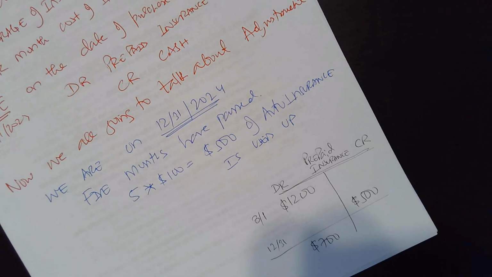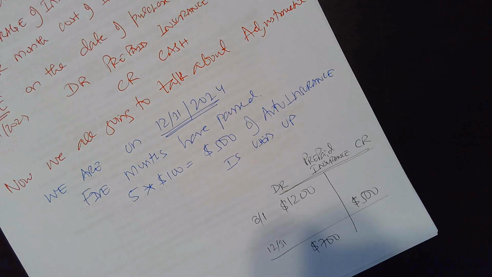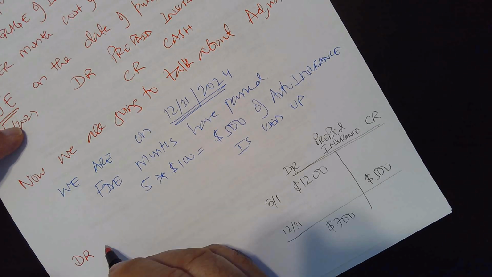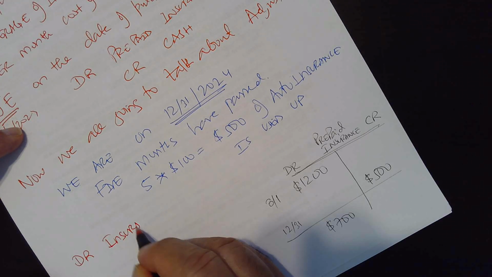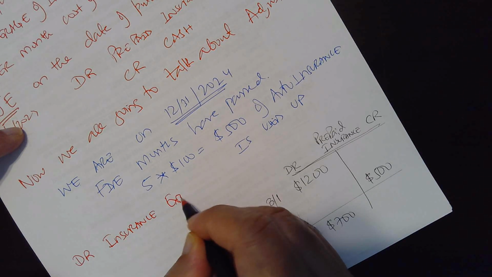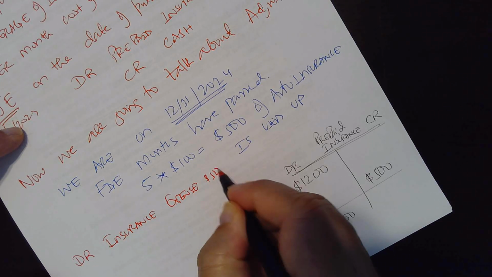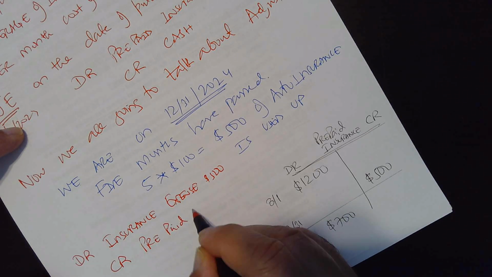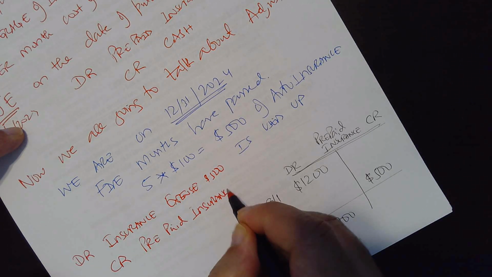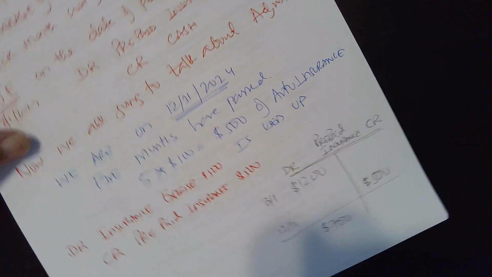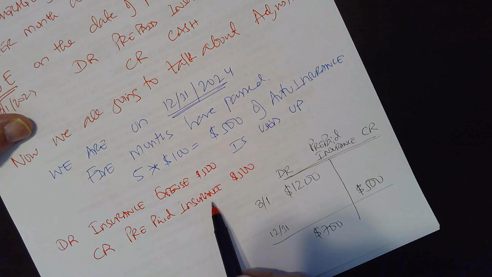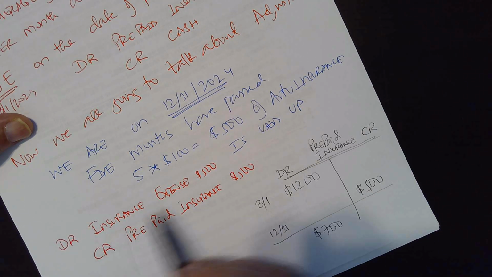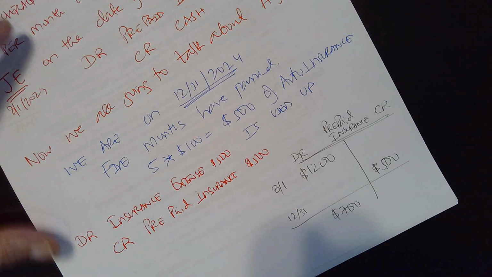So this is how we are going to record this $500. We're going to say debit insurance expense for $500, and we're going to credit prepaid insurance for $500. What we are saying is that my asset, prepaid insurance, is down by $500 and my insurance expense is $500. I want you to remember another thing.